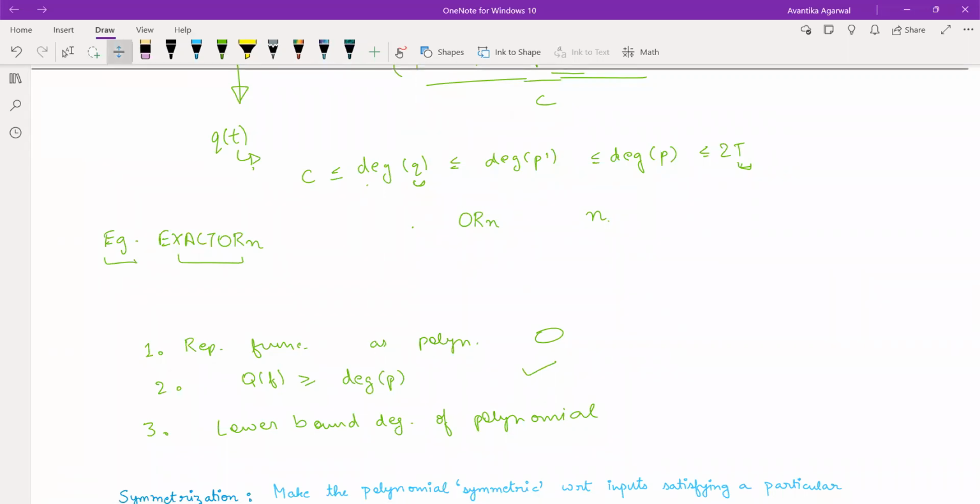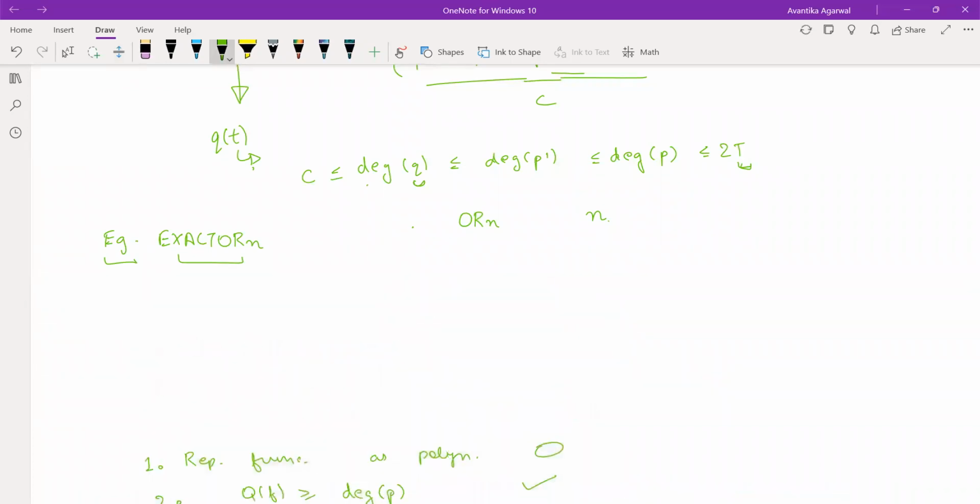And to give a particular example, let us look at this exact OR-n problem because it is a simple example. In the OR-n case, we saw that classically we need n queries. In the quantum setting, we saw that Grover's algorithm needs O(root n) queries.